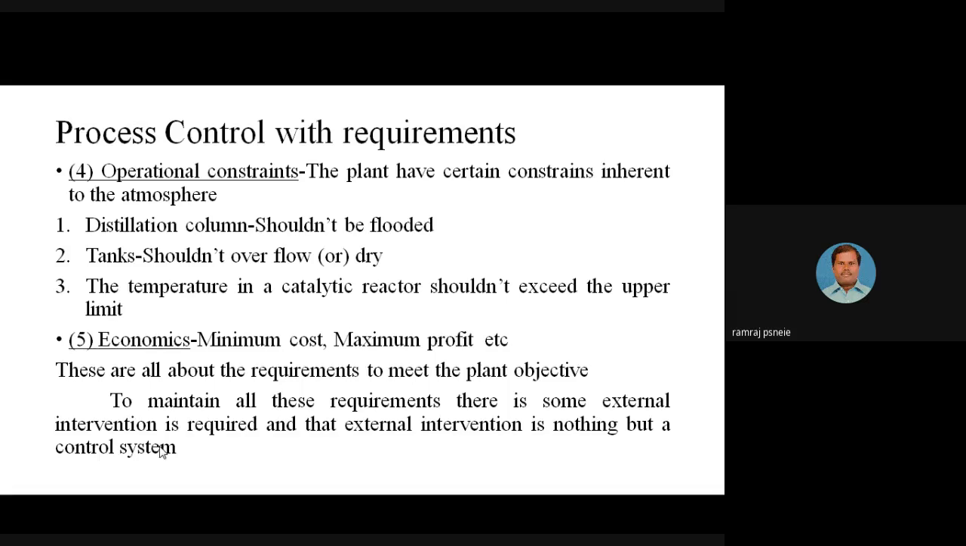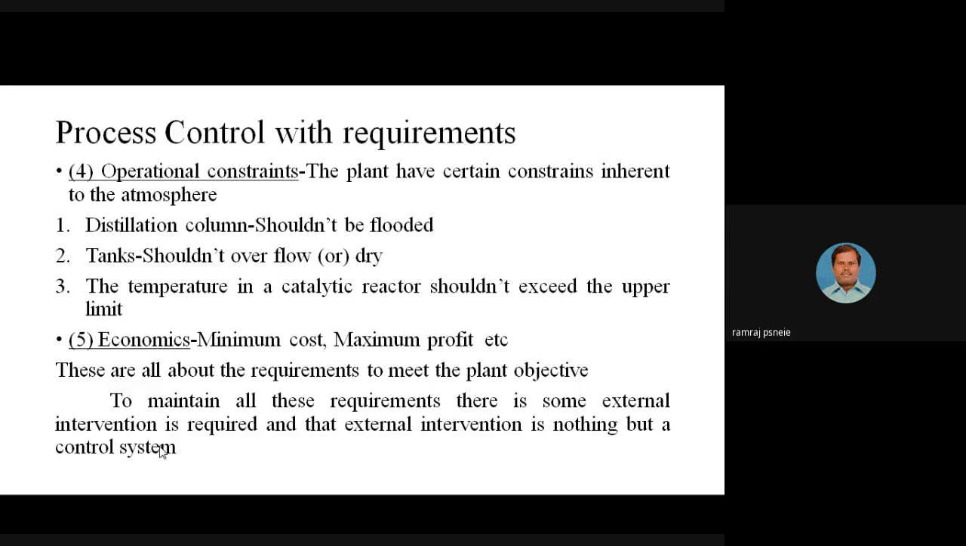Fifth one is economics. We should get maximum profit with the minimum cost. These are all the requirements to meet the plant objective. To maintain all these requirements, some external intervention is required, and that external intervention is nothing but a control system.